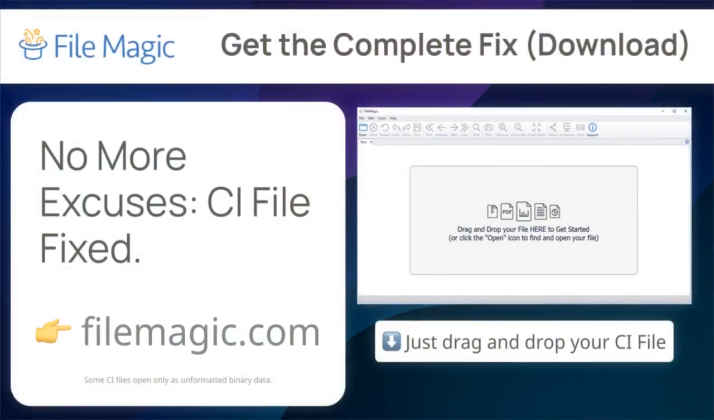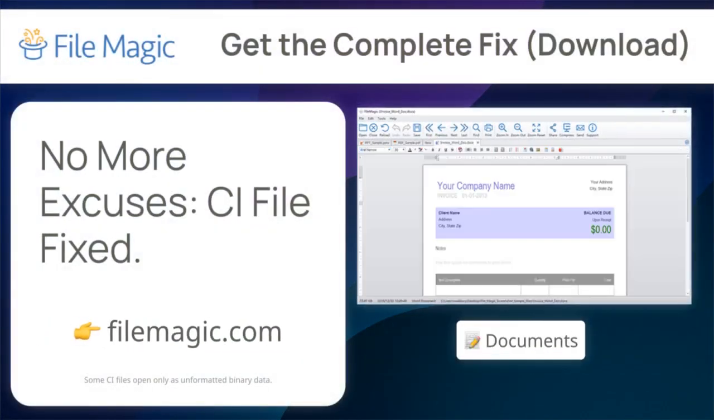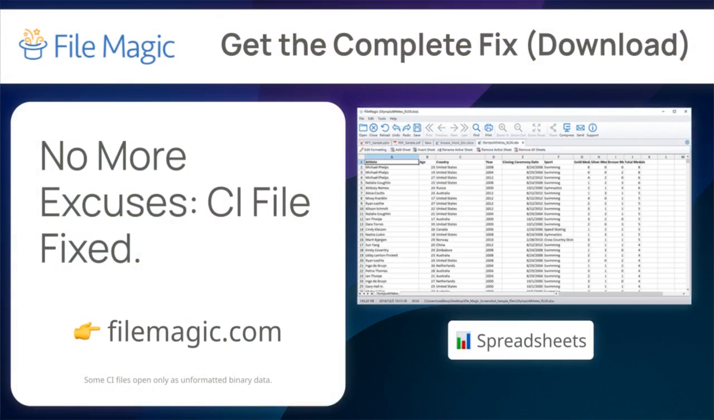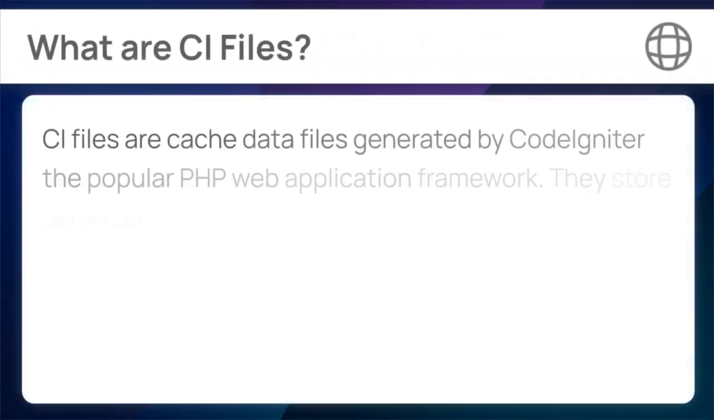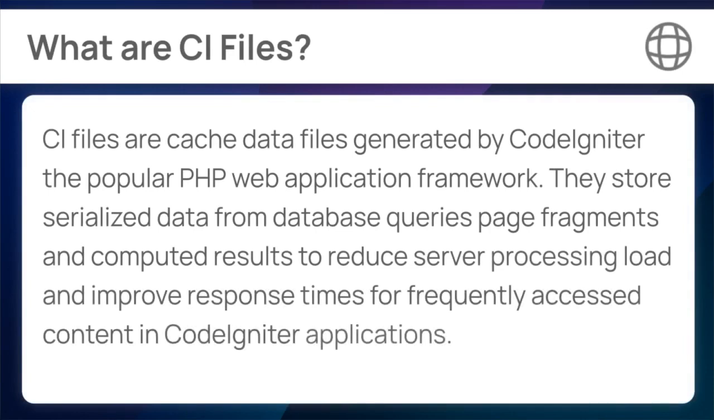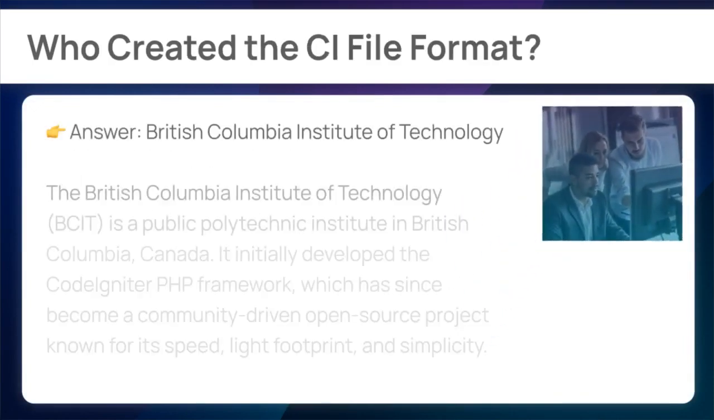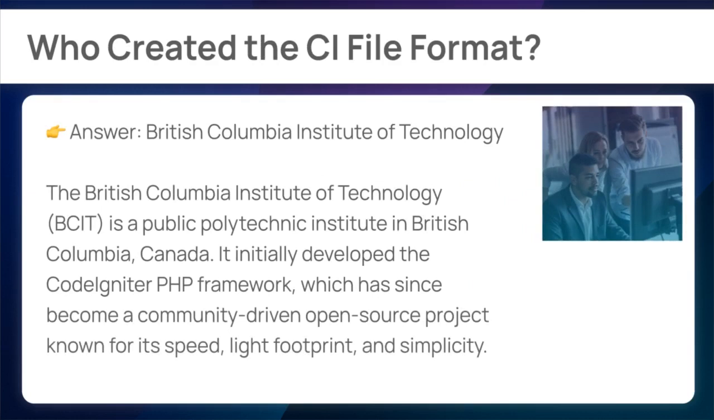We're tackling this CI file systematically, and I've reserved the most powerful data extraction technique for the end, just in case. CI files are cached data files generated by CodeIgniter, the popular PHP web application framework. They store serialized data from database queries, page fragments, and computed results to reduce server processing load and improve response times for frequently accessed content in CodeIgniter applications.